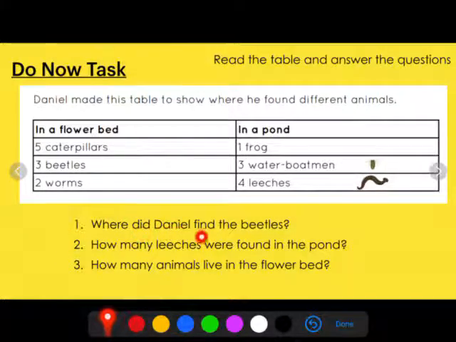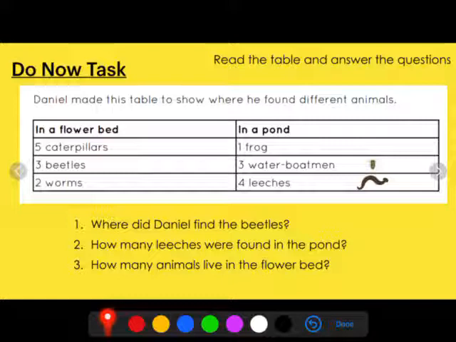Where did Daniel find the beetles? Now let's have a look. Look for the word beetles and see where he found it, in a flower bed or in a pond. I would like you to maybe leave a text box for your teacher, or if you would like to, you can write it down on a piece of paper. Can you answer in full sentences? Daniel found the beetles in the flower bed or in the pond.